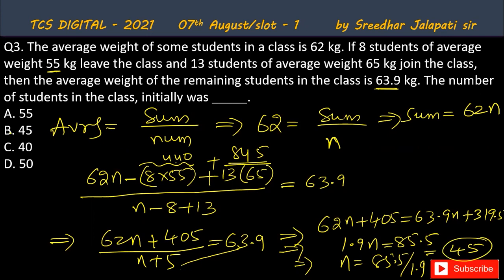So the number of students initially in the class was 45. That is option B. So you just have to apply the average concept here to answer the question.